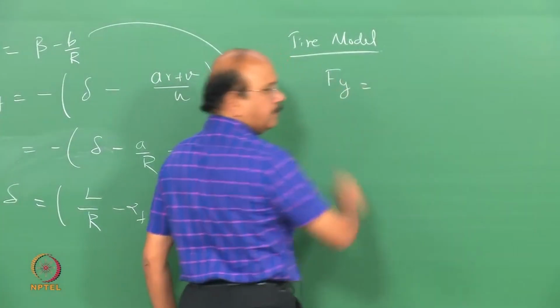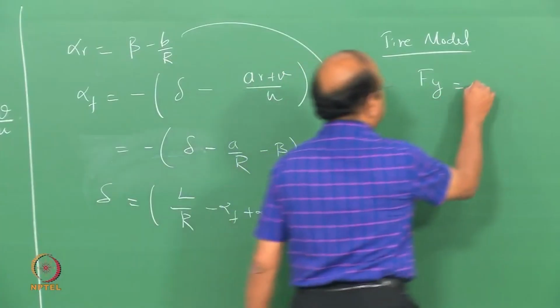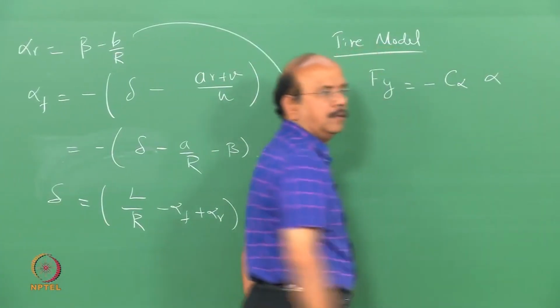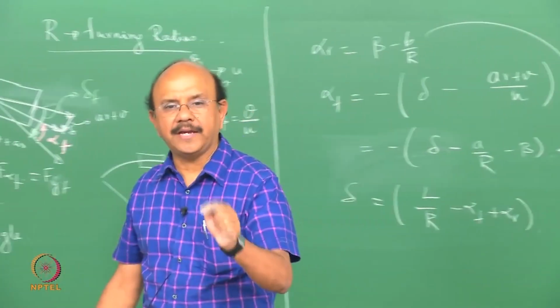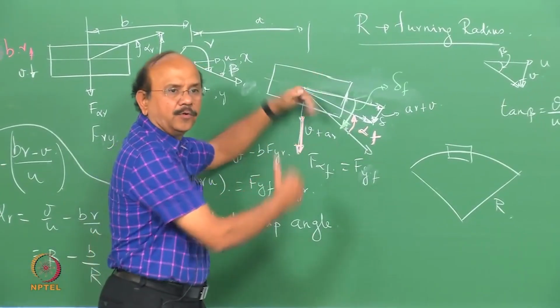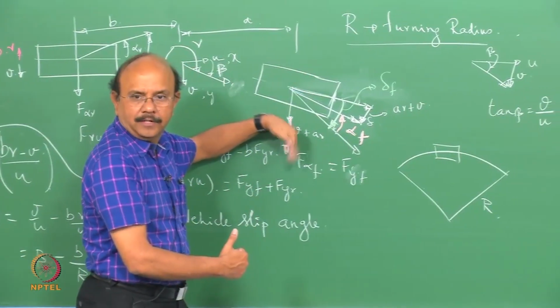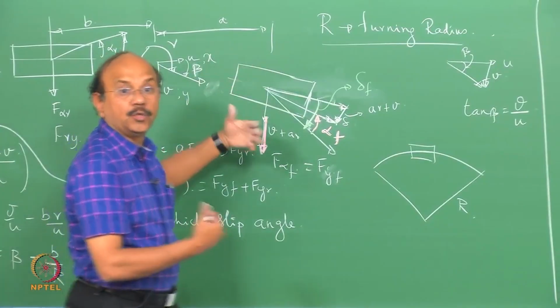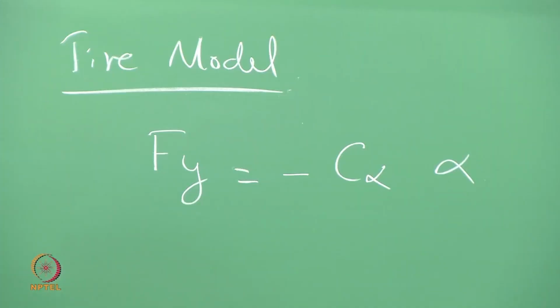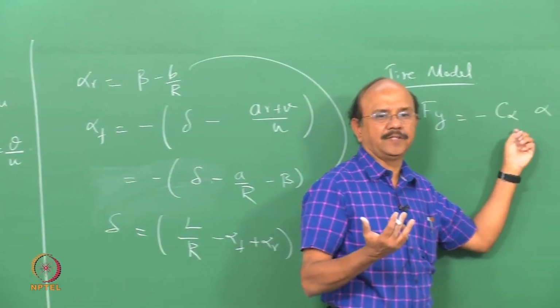So that I will write down Fy to be minus C alpha into alpha. So why am I writing this as minus? Because I know that a negative alpha produces a positive Fy. Okay, a negative alpha produces a positive Fy. So in other words, when I put alpha to be negative, Fy becomes positive. So that's why you put a minus. There are books which treat this to be negative, which is not correct.